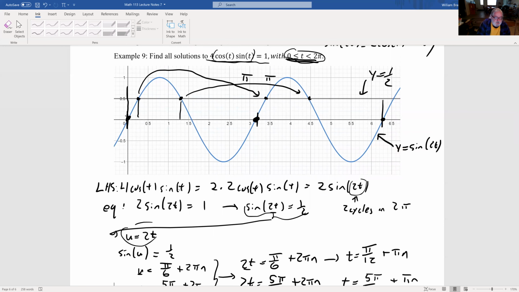This is pi over 12. This is 5 pi over 12. So this one must be pi over 12 plus pi. That's 13 pi over 12, because we're just adding 12 pi over 12s. And this is, if we add 12 pi over 12 to 5 pi over 12, we get 17 pi over 12. So there's our 4 solutions to our equation between 0 and 2 pi.